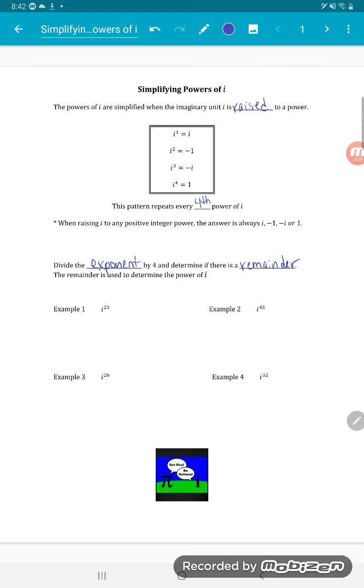Let's look at example 1. For example 1, I have i to the 23rd power. I take 23 and I take 4 and I divide it into 23. 4 goes into 23 evenly 5 times, and I have a remainder of 3. I take the remainder, and it goes to the third power. So i to the third power is -i.